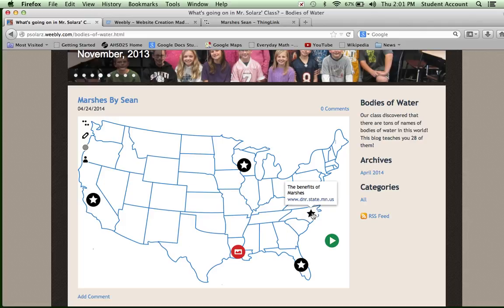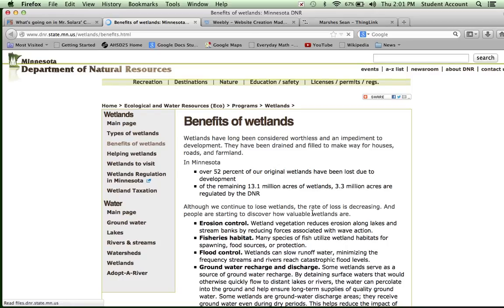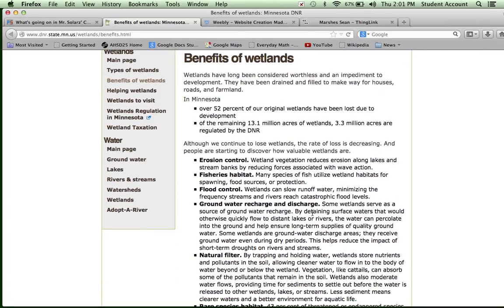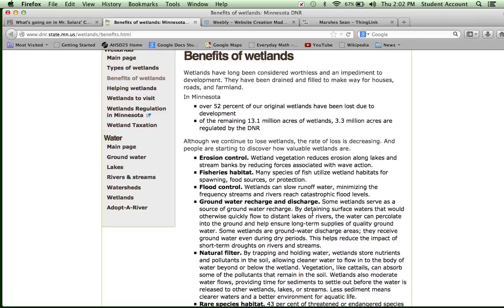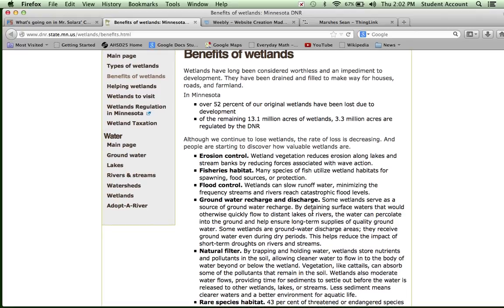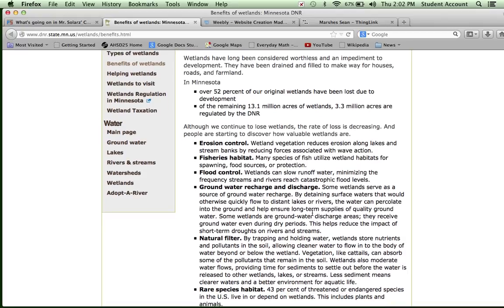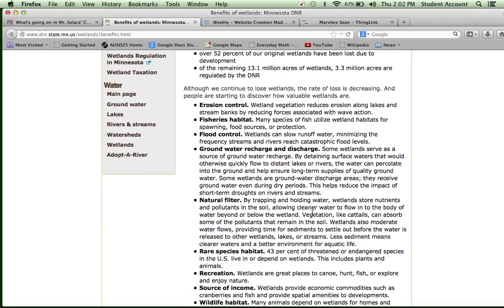Okay. So the benefits of marshes. Erosion control. Wetland vegetation reduces erosion along lakes and stream banks by reducing forces associated with wave action. They can slow runoff water, minimizing the frequency of streams and rivers reaching catastrophic flood levels, like I explained before. And they can do this by trapping and holding the water.